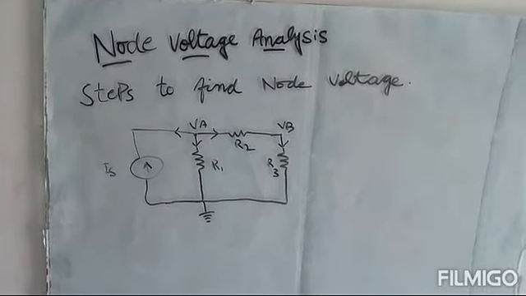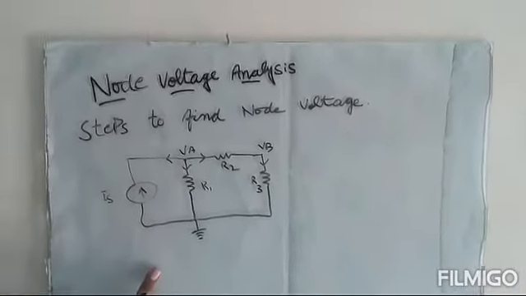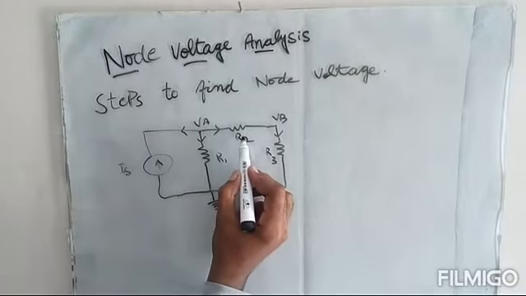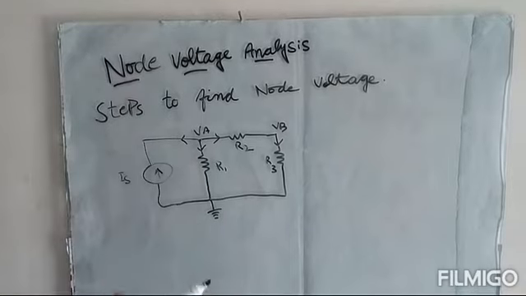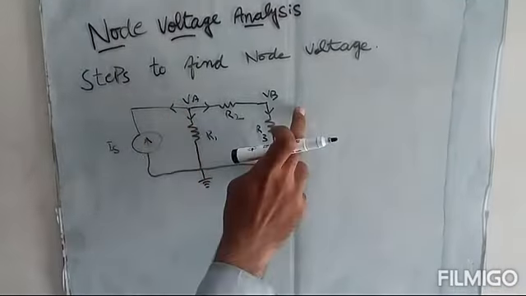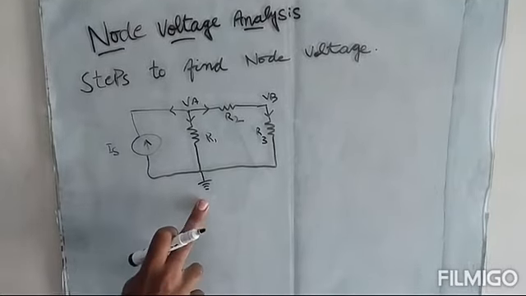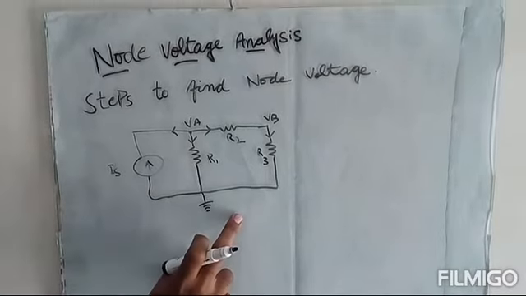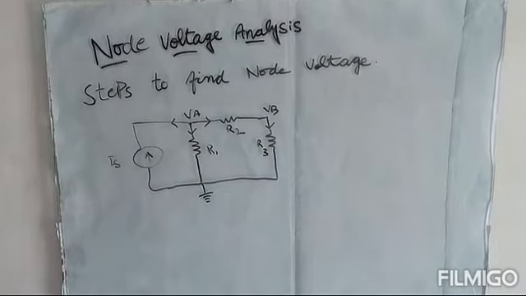Let's see what are the steps to find the node voltage. This is a circuit. We will solve this circuit and we will see what are the steps to find the node voltage. There are 3 nodes in this circuit. This is node A, this is node B, and this is node C. I considered it as a reference node and it is grounded. According to this node, we will find the voltage at this node and this node. So let's see what are the steps.